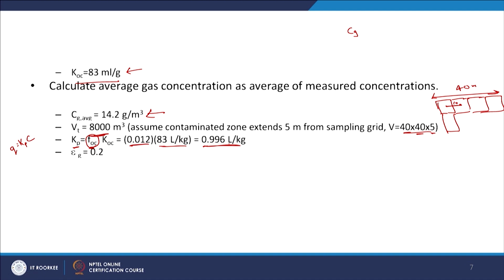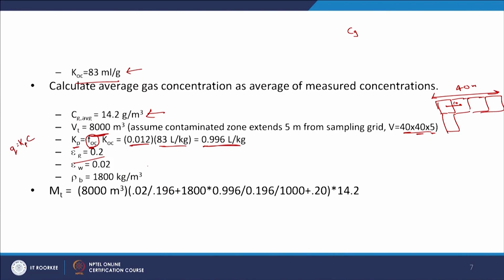So, let us go ahead. Again the total porosity, let us say 0.2, is occupied by gas, 0.02 by water, I guess, right, and bulk density is out here. Again these were given in your particular relevant question, I guess, right. So, the total mass is nothing but the total volume times the average concentration in the gaseous phase, right. And let us look at the variables that we have out here.